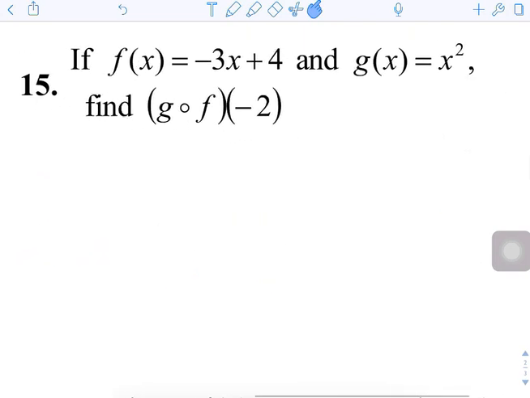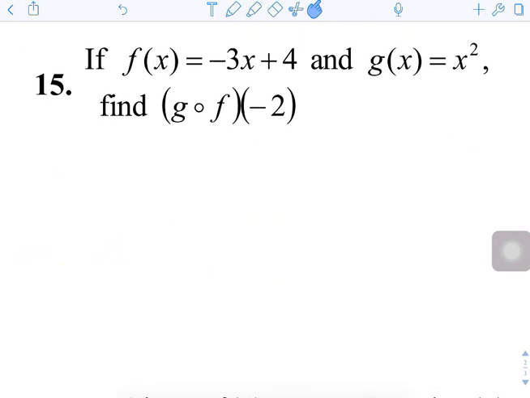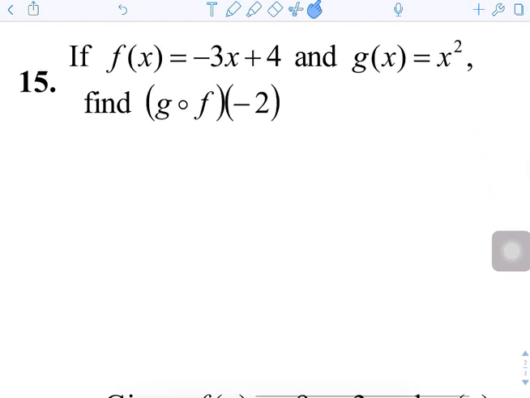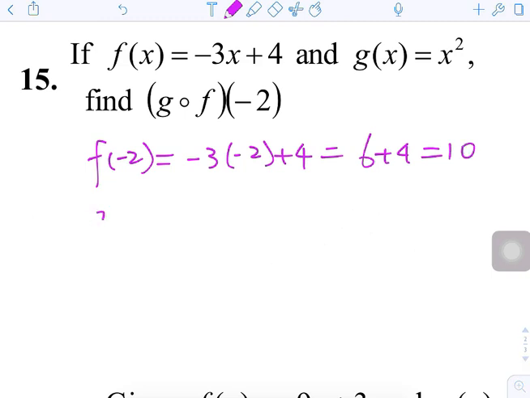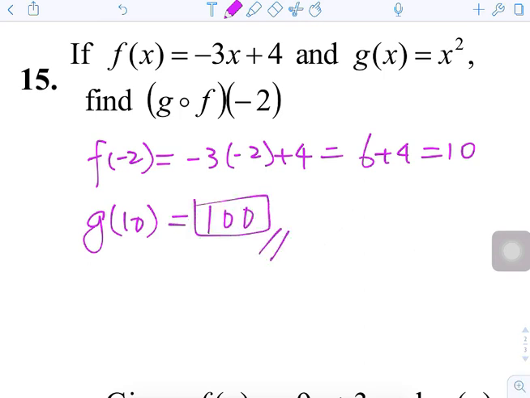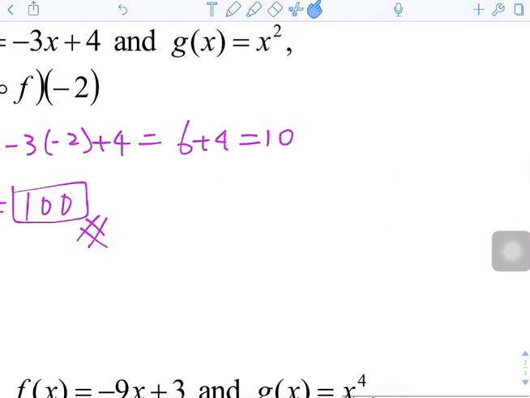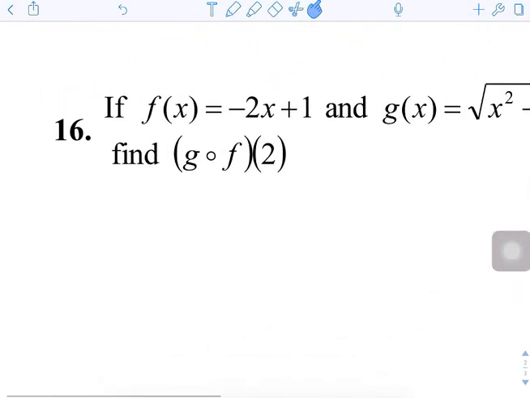Okay. Number 15. So again, inside out. So f of negative 2 equals negative 3 times negative 2 plus 4. Negative 3 and negative 2 will be 6 plus 4, which will give me, that's right, 10. And I'm going to substitute 10 into g. So 10 squared would just be, that's right, 100. Oh, sorry, that was the end.